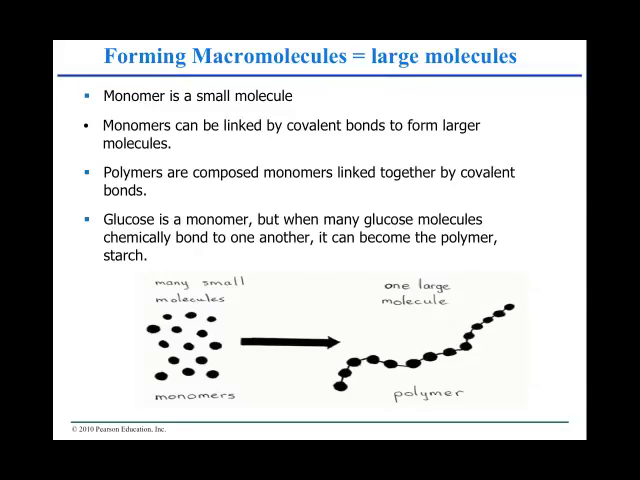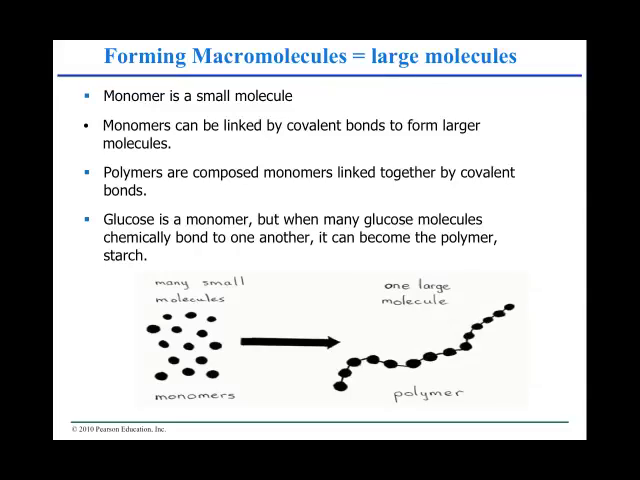So how do we form these large molecules? That's what we're going to be looking at right in the very beginning here. This is common to all of the elements or chemicals that we're going to be looking at in this chapter, which are carbs, lipids, proteins, and nucleic acids. They all are based on smaller molecules that build on each other.